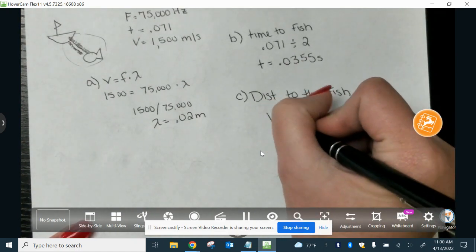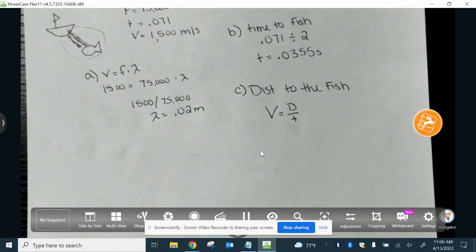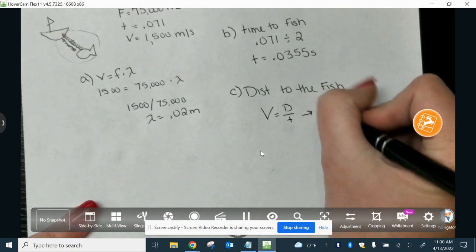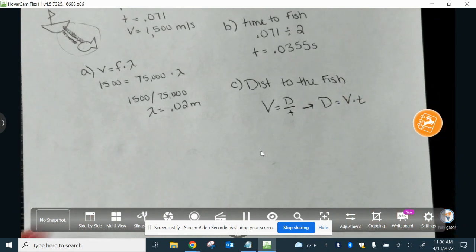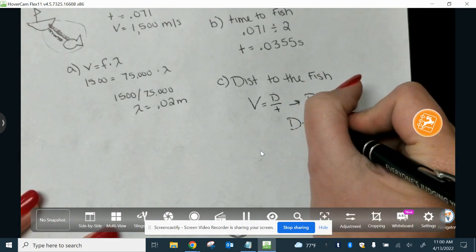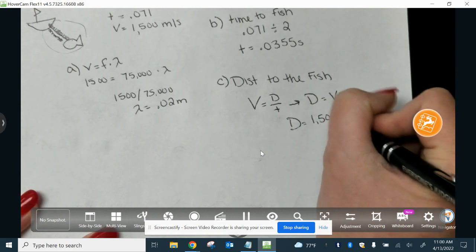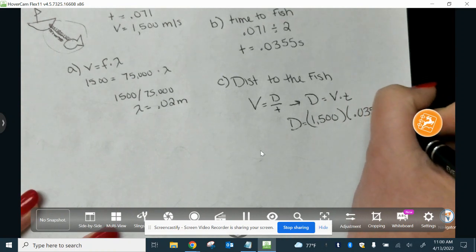So this formula is from the first 6 weeks. Velocity equals distance over time. I'm going to solve for distance because I want distance. That means my distance is equal to my velocity times my time. I multiplied both sides by time to get it across the equal sign so I could have distance by itself. Then I can just plug it in. Distance is equal to my velocity, 1500, times my time of 0.0355.